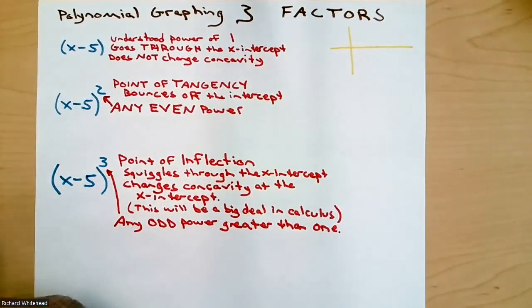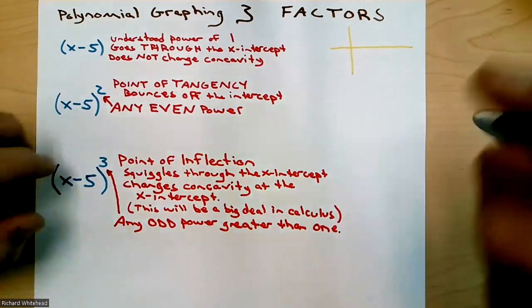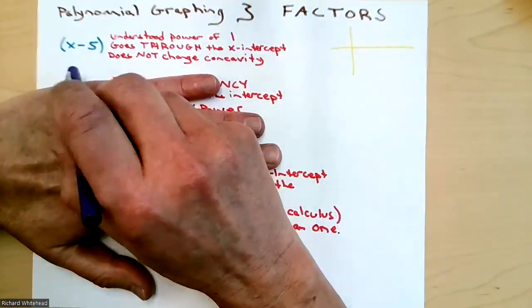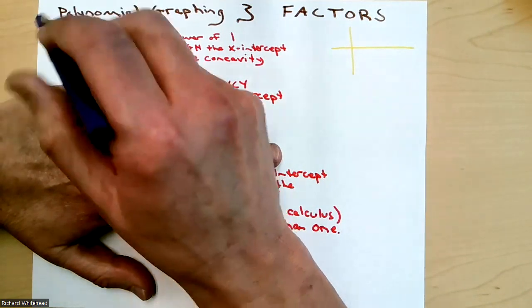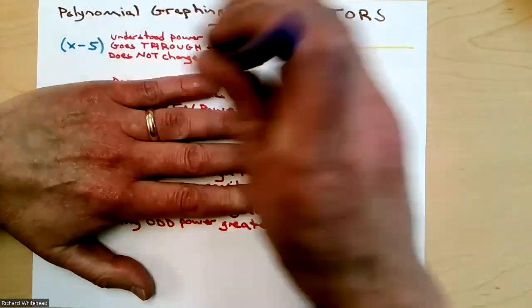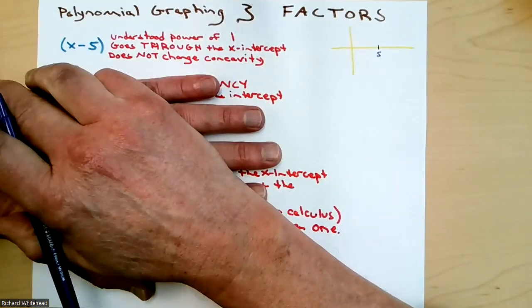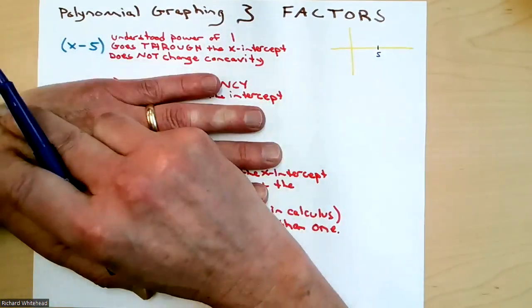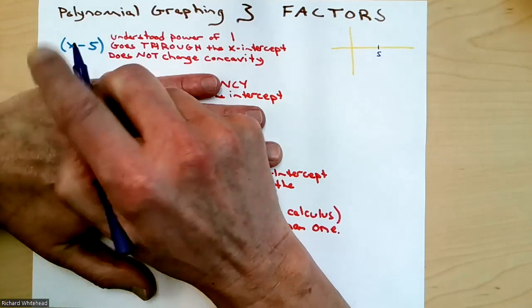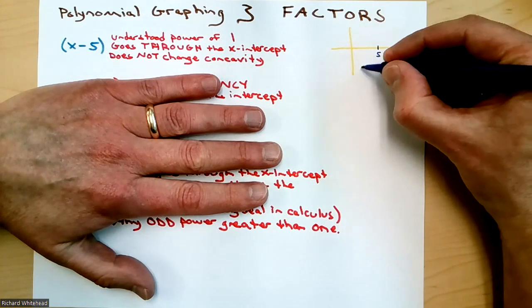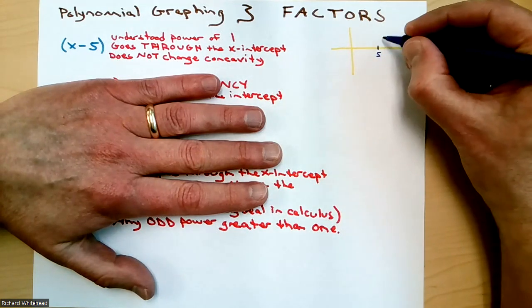So let's talk about what to do with the factors. When we're graphing, if I have a factor that looks like x minus 5, the zero of x minus 5 is just plain 5. So it's got a nice understood power of 1 right there. If it's got an understood power of 1, that means the curve is going to go through that zero.